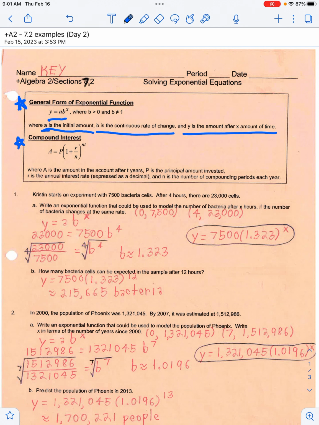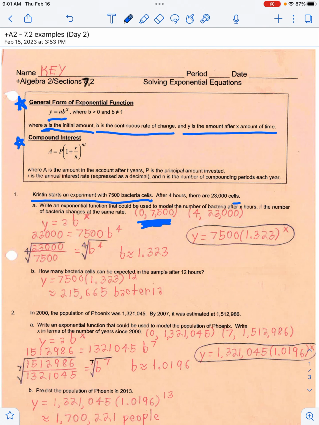So take a look below at problem 1. It says, Kristen starts an experiment with 7,500 bacteria cells. After 4 hours, there are 23,000 cells. So first off, I want you to understand we can think of that information as two ordered pairs. At the start of the experiment, Kristen has 7,500 bacteria cells. So at time 0, because X is the time, we have an amount of 7,500 cells. That implies the ordered pair (0, 7,500).